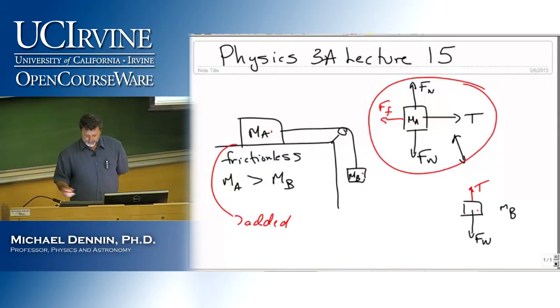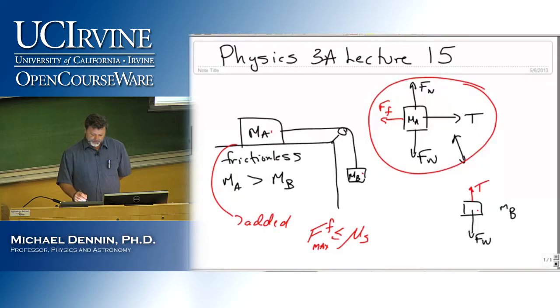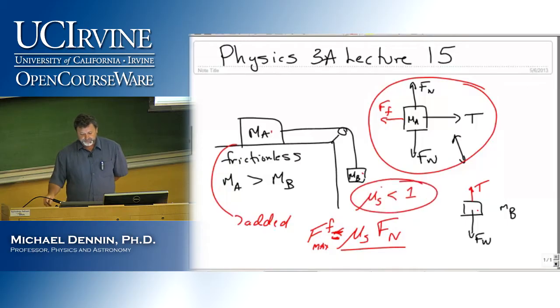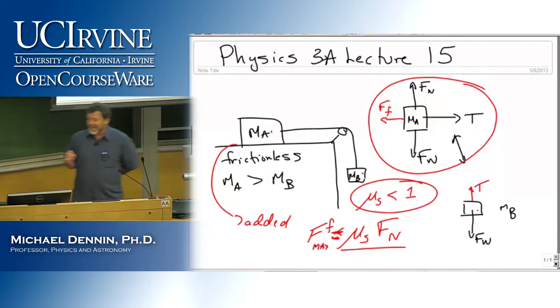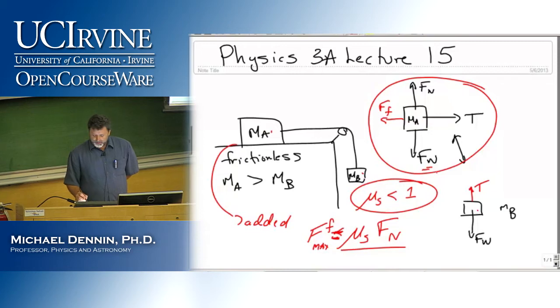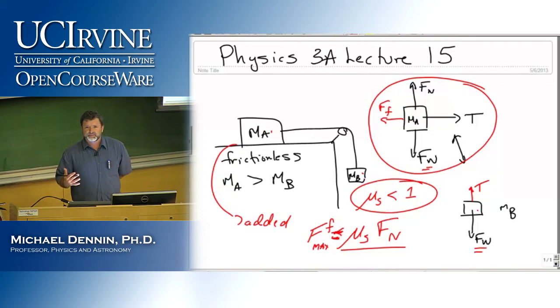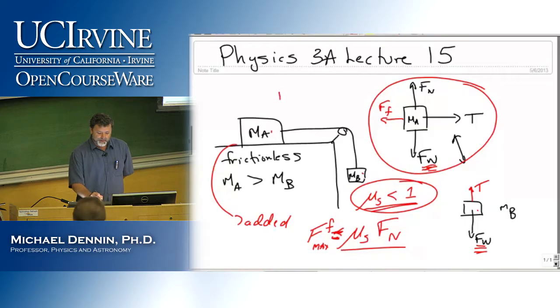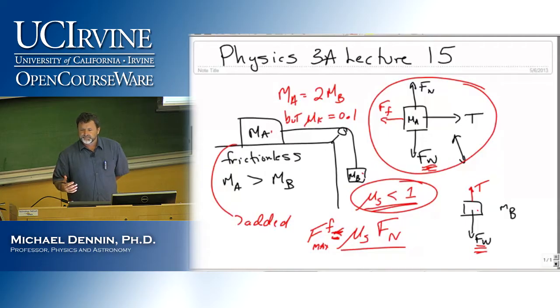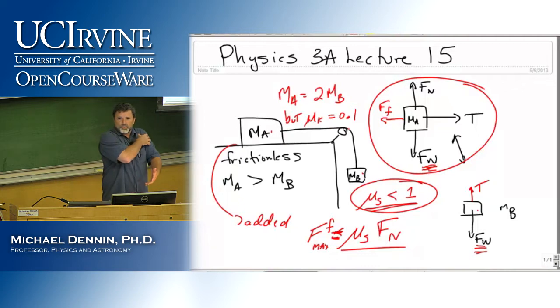Mu s. Why? The maximum that the friction can be is equal to, since I'm doing the maximum, mu s times Fn. And since mu s is always less than 1, that force of friction will actually be less than the weight of mass A. And it's the weight of mass B that is pulling on everything. So depending how much of a fraction this is, and how much bigger this is than that, it still might accelerate. So if mA, for instance, is twice mB, but mu k, say, is something like 0.1, this will still accelerate, because the net force will still be positive.